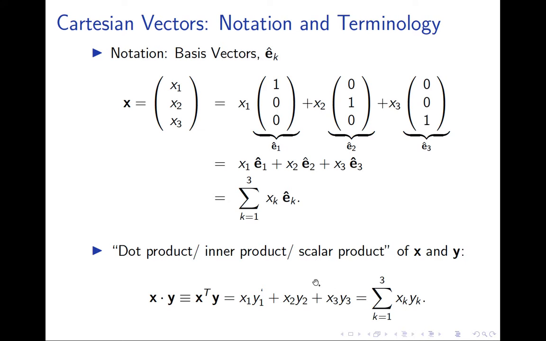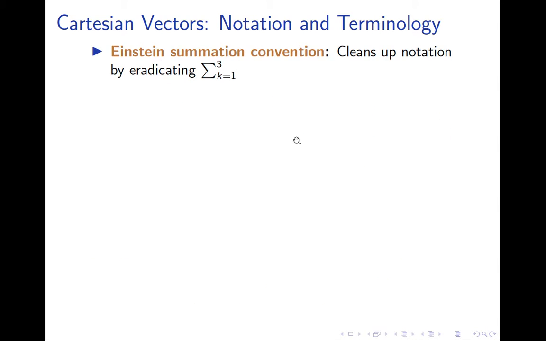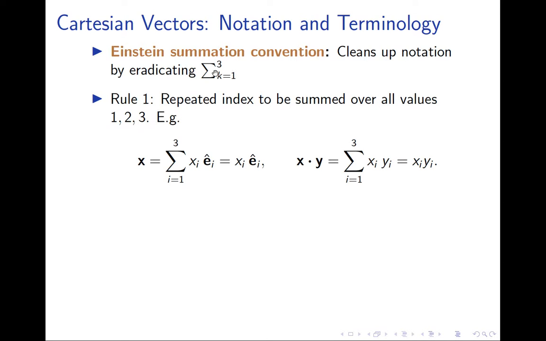So one thing you notice is this huge summation sign, which looks pretty ugly, and we have to do something about it. And Einstein actually did something about it. He introduced the Summation Convention, which cleans up the notation even more by eradicating this summation sign. What he gave is a set of rules which constitute this Summation Convention. It should be called Summation Conventions, but anyway.